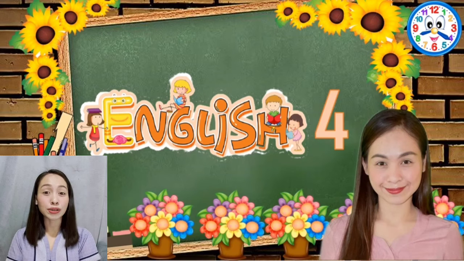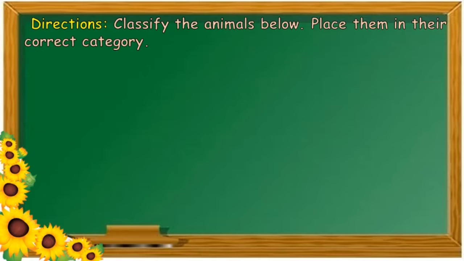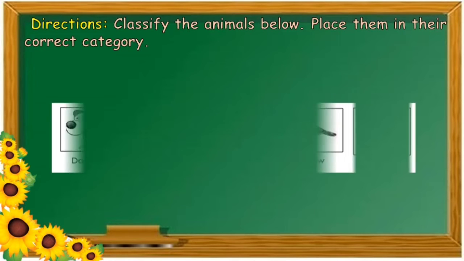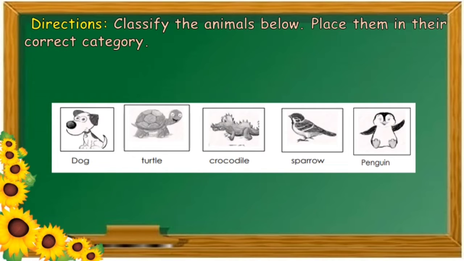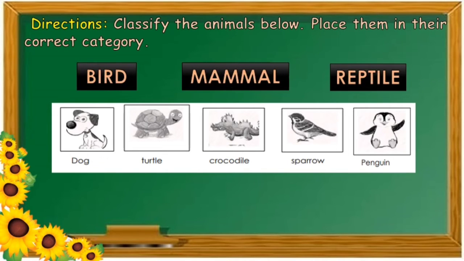Before we proceed to our new lesson for today, let us first have a short review on the lesson learned on the previous discussion about classification. Classify the animals below. Place them in their correct category. The categories are bird, mammal, and reptile. Let's first have the first picture. To which category does the dog belong to?